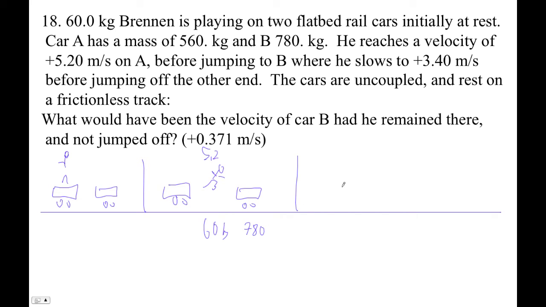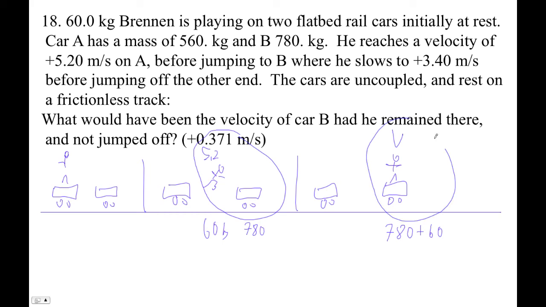And then in this next picture, he's going to stay on that cart, right? So this is 780 plus 60, going at some V. Again, I can do the circling thing. I can circle this part of this system and this part of this system. The same objects are in both circles. It doesn't touch this first cart. We don't touch it from here to here.